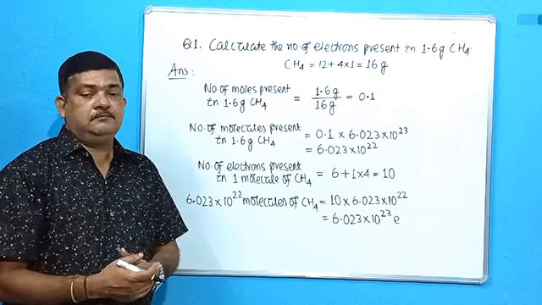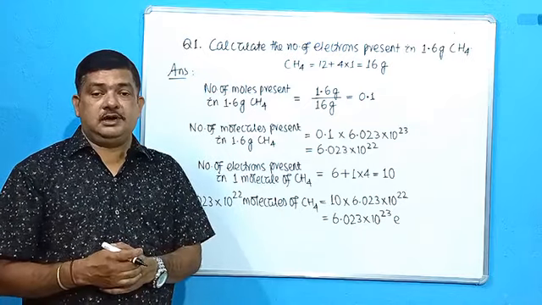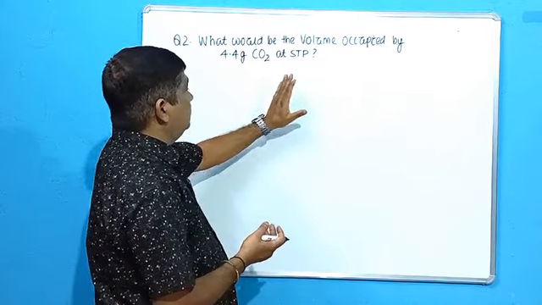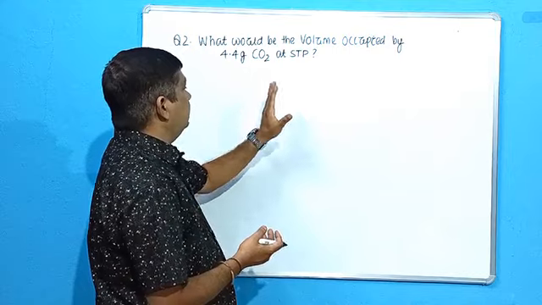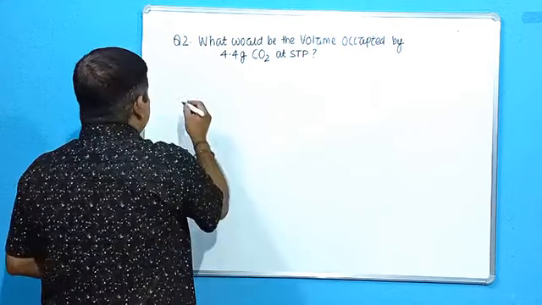Then we will proceed to question number 2. Okay. So next we will come to question number 2. What is question number 2? What would be the volume occupied by 4.4 gram carbon dioxide at STP? Let's solve it.